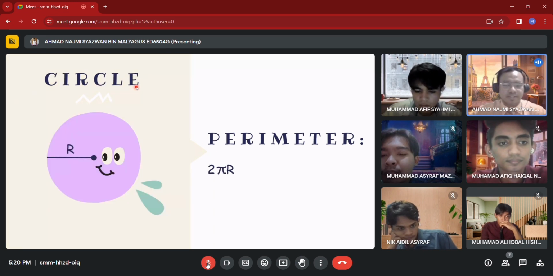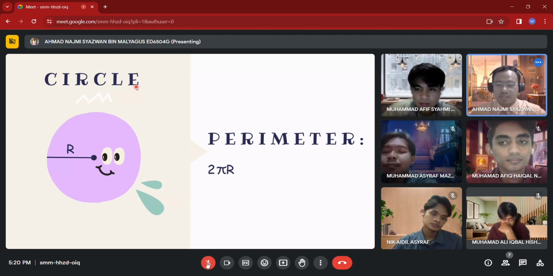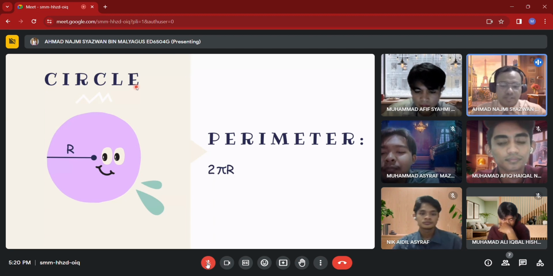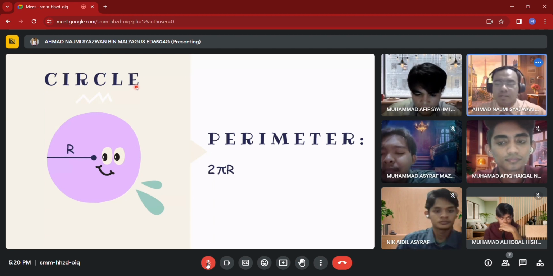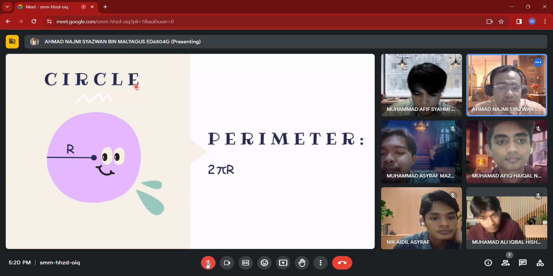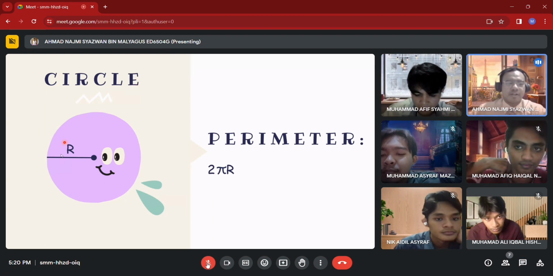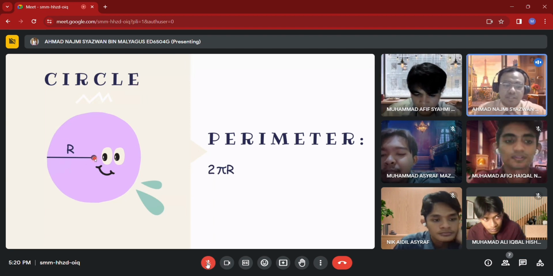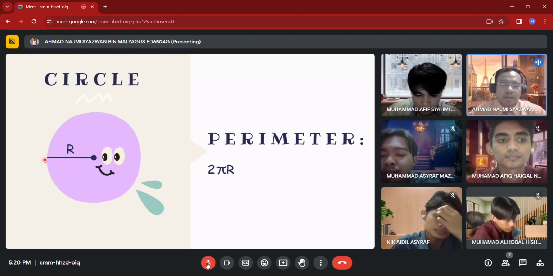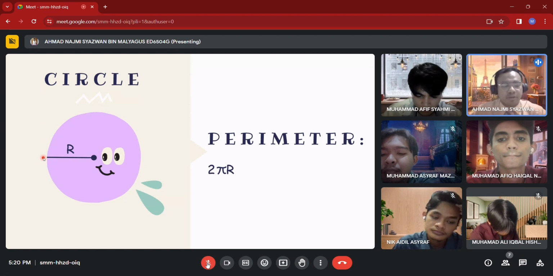Next shape will be circle. Circle has a unique formula and you need to remember it. The formula to find the perimeter of a circle, or we can say the circumference of the circle, is 2 pi r. Okay. So can anyone tell me what the r stands for? Radius. Yes, thank you. R is for radius. Radius is the length from the center to the side of the circle. Hence, we will multiply by 2 and pi, then we will get the perimeter of a circle, or we can say the circumference of the circle.